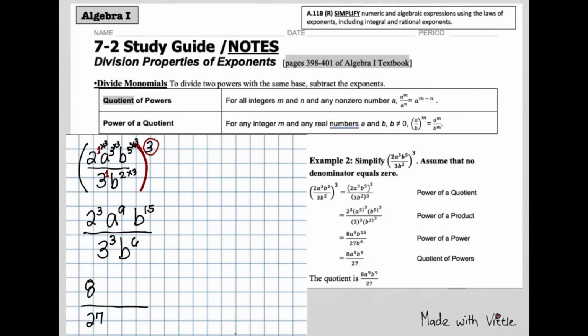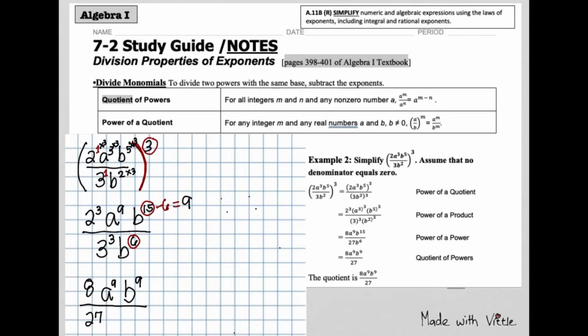Since there's no a variable at the bottom or denominator area, we just put a to the ninth power by the 8. Now divide b to the 15th power by b to the sixth power. Subtract their exponents or powers. Since the power of b is positive 9, it will remain on the top of our fraction. And our final answer is 8a to the ninth power, b to the ninth power, divided by 27.